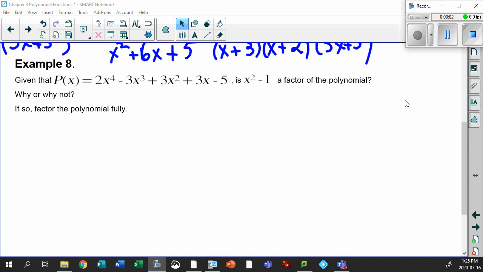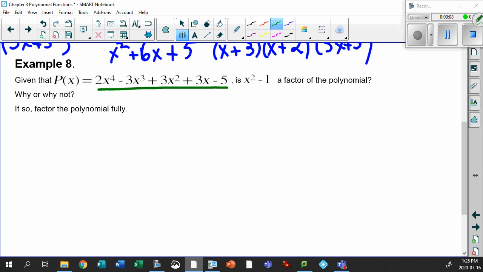What if I give you a question that looks like this? Here's a polynomial right here. And my question is, could this possibly be a factor of that polynomial? And look at the problem with this. Sure, it's a binomial, but it's a binomial of exponent 2. Oh no, so what do I do?